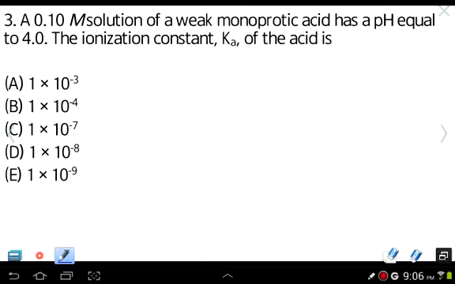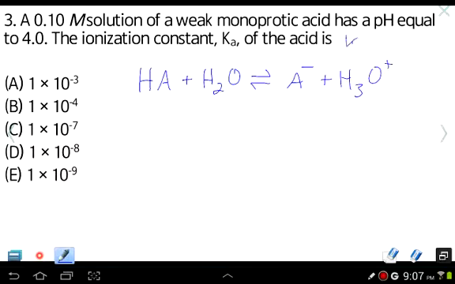The ionization constant Ka of the acid is. So this comes into the idea of, since we're treating acid-base reactions as equilibrium systems, we can show a monoprotic acid, we'll just call it HA, and as the acid reacts with water, it donates the proton, we end up with A- and H3O+. And the idea is we can now talk about the equilibrium constant, the Ka.